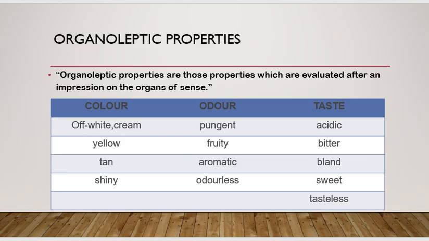Often the color can be described. These are some of the very common colors in case of the APIs or the drugs, that is off-white, cream, yellow, tan, shiny, etc. Now, odors in various kinds of drugs can be very pungent, fruity, aromatic, and some drugs can even be odorless, for example paracetamol. Next is taste. The taste of the drugs can also vary, for example acidic, bitter, bland, sweet, tasteless. These are some of the parameters of the taste.